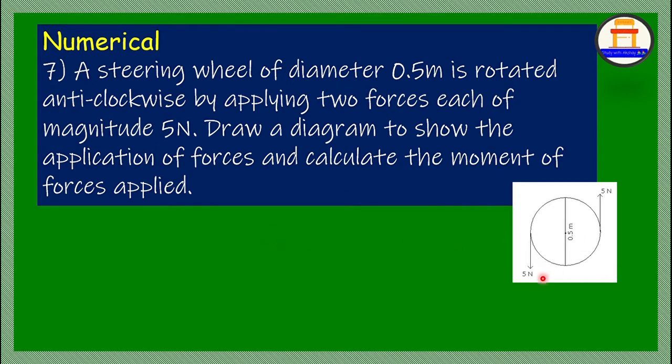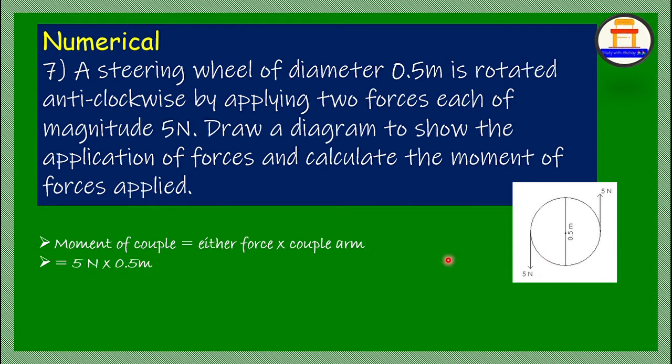The diagram has been drawn. Along with that, let's calculate the moment of couple, which is equal to either force times the couple arm. So 5 Newton into 0.5 meter is 2.5 Newton meter, which is the moment of couple. Since it is a couple, we cannot call it the moment of force; instead, we call it the moment of couple. Hope you have understood this question.